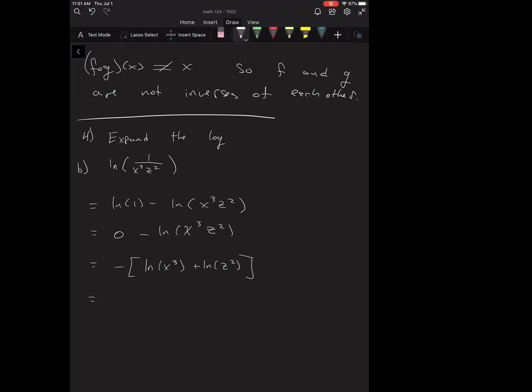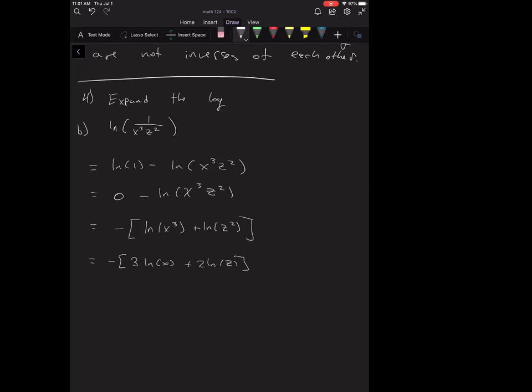So this is then the last thing we can do. We have these powers, we can move them into the front. So this would be minus 3 natural log of x minus 2 natural log of z, sorry, plus 2 natural log of z. And then we could distribute the minus sign. So we'd have minus 3 natural log of x minus 2 natural log of z.